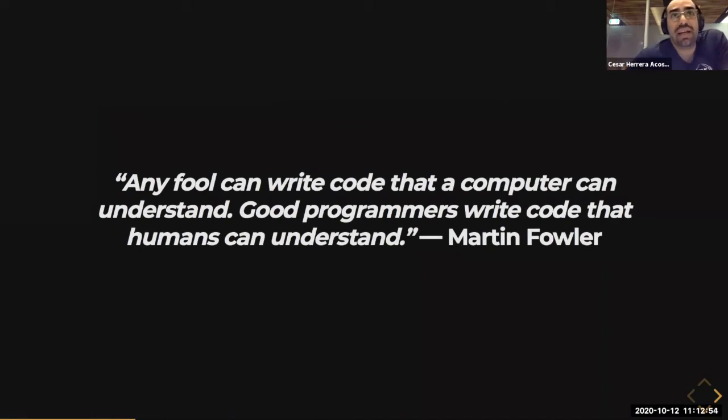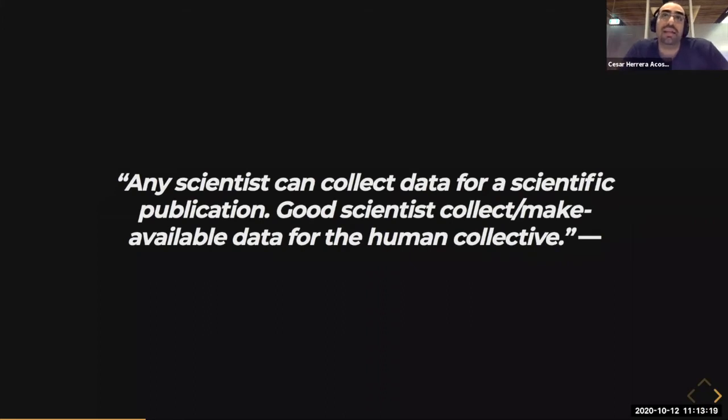So given that we are in a coding group, I thought I would paraphrase this phrase from Martin Fowler, who is a developer. He says that any fool can write code that a computer can understand, but good programmers write code that humans can understand. So allow me to paraphrase this. Any scientist can collect data for a scientific publication. Good scientists collect and make available data for the human collective. And of course, what I'm trying to say is that collecting data is not about producing a publication, but about curating the data into the future.